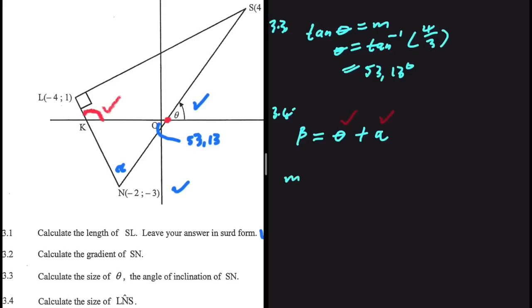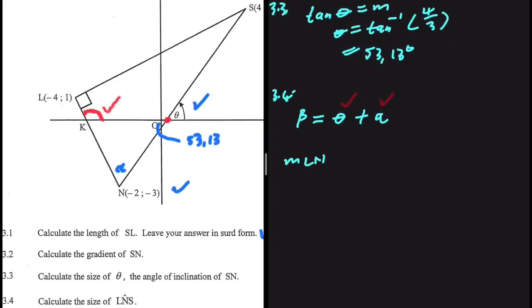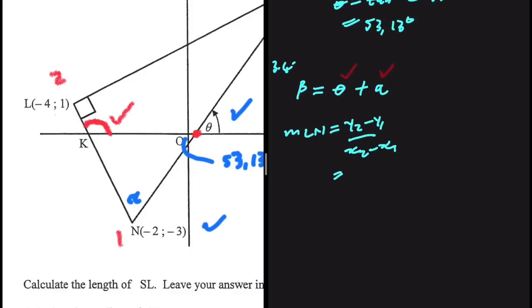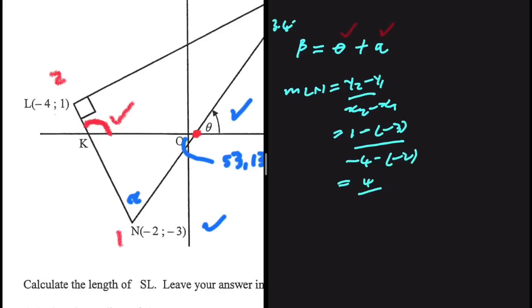We have to find the gradient of LN first if we want to find the inclination of LN. In finding the gradient of LN, we're going to have y2 minus y1 divided by x2 minus x1. Let's take L as our second point and N as our first point. So y of L is 1 minus y of N, which is minus 3, divided by x of L, which is minus 4, minus x of N, which is minus 2. So 1 minus (minus 3) is 4, and minus 4 minus 2 is minus 2. So the gradient of LN is minus 2.